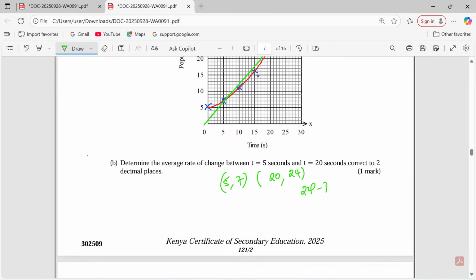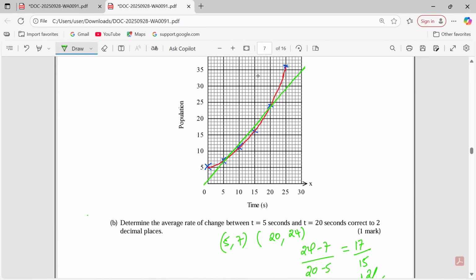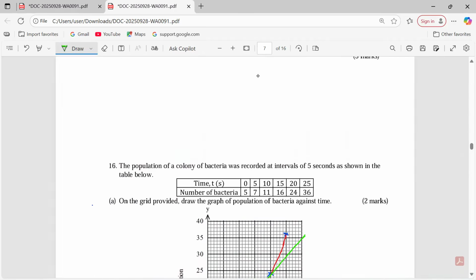So the gradient shall be the rate of change. 24 minus 7 out of 20 minus 5. 24 minus 7 equals to 17. And 20 minus 5 equals to 15. So this can be written as 1 and 2 over 15. This is the rate of change of bacteria per second. So that is the paper, the section 1.